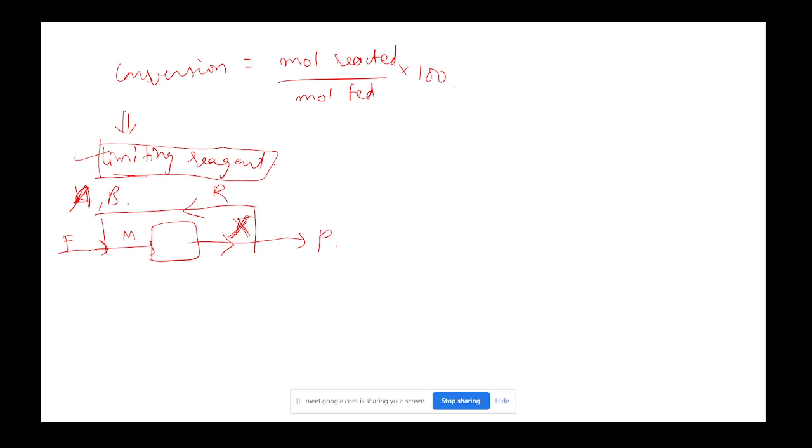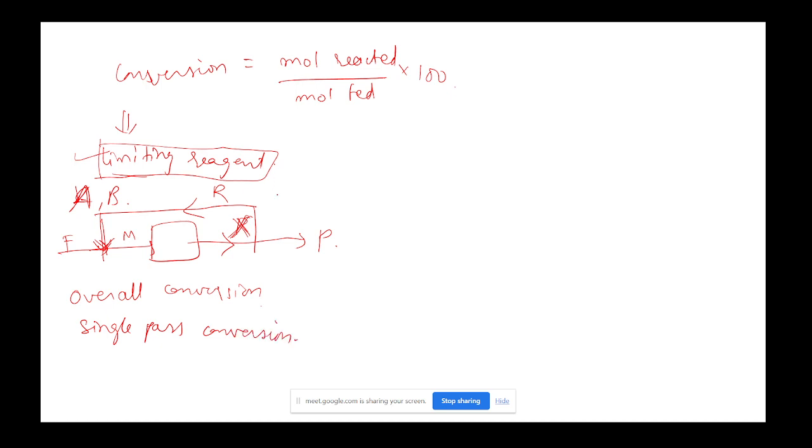Okay, so in this system there is recycle. So there will be some amount of reagent unused that will be recycled to the system. So there can be overall conversion or there can be single pass conversion. So now what does overall conversion mean?